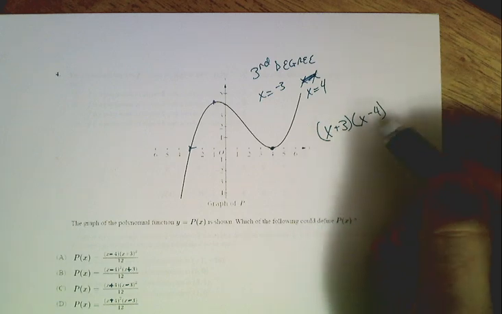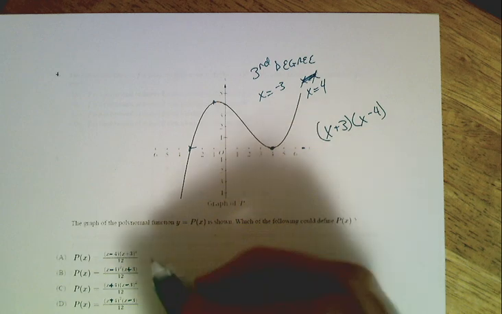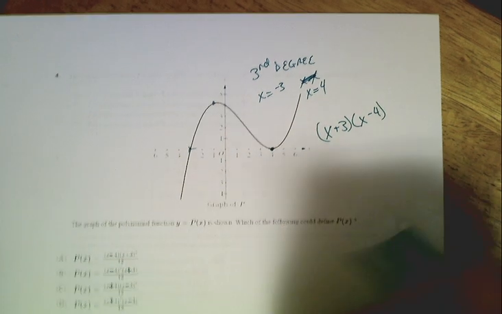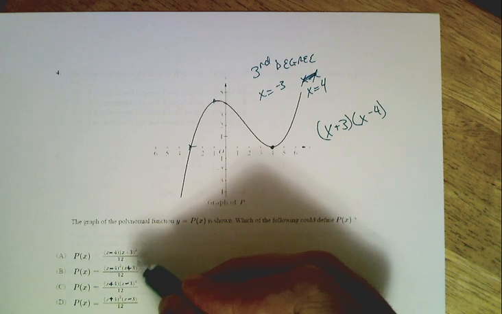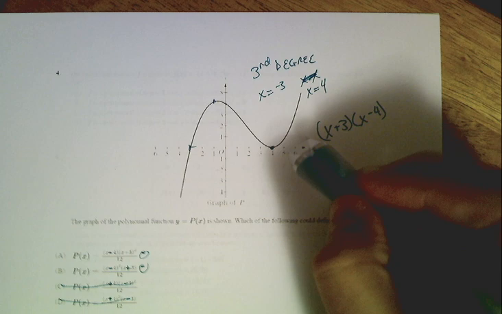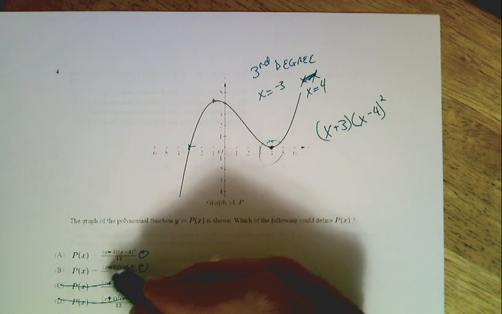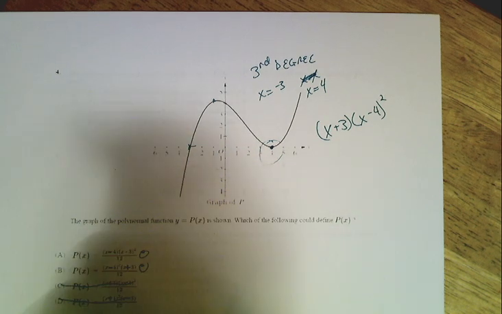So let's see here. x plus 3 times x minus 4. We have two of those that could be options. x plus 3 is right here and here, and x minus 4, so it could be either of these. So it's not that one, not that one. Then we can see that 4 has a multiplicity of 2, so it should be squared. So that looks like it's going to be b.